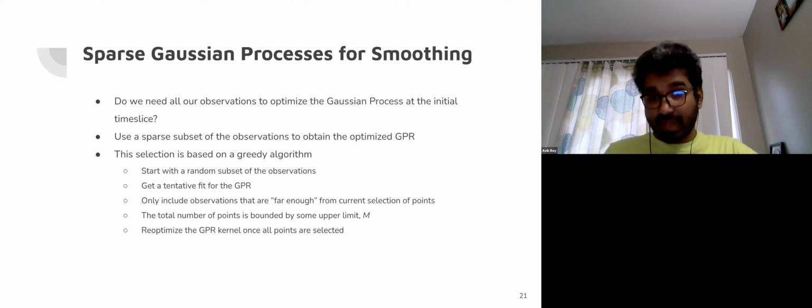That is given by this value called capital N. Once you are done choosing this subset of sparse points, you re-optimize the kernel for the points selected, and then go into your neural network on that. So this is what it looks like.